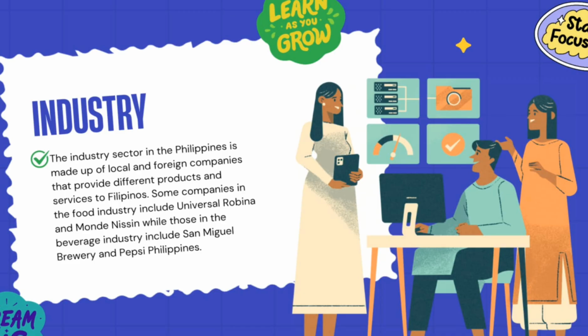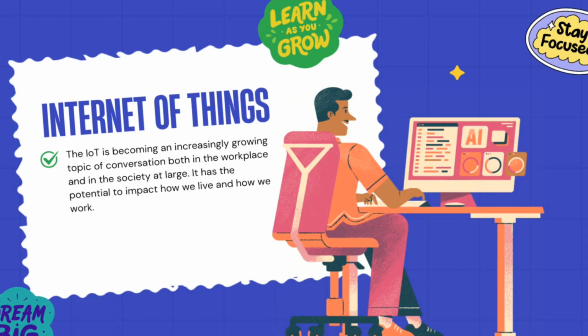So industry is a sector in the Philippines that consists of local and international companies producing various goods and services. Technology plays a big role in the industries. Internet of Things. The IoT is becoming an increasingly growing topic of conversation both in the workplace and in society at large. So, the Internet of Things is changing how we live and work by connecting everyday objects to the Internet.